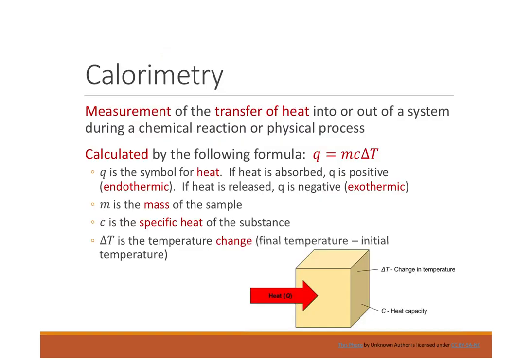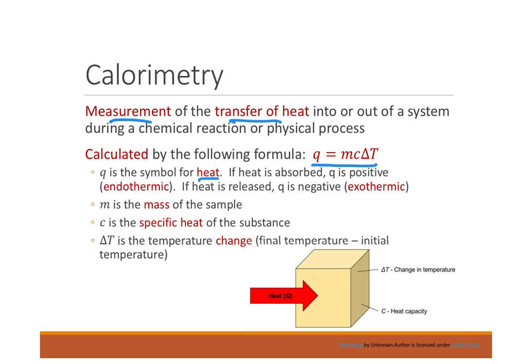So calorimetry is the way we measure the transfer of heat into or out of a system during a chemical reaction or during a physical process of heat moving from one solid substance to another. And we use the formula Q = mcΔT to calculate that heat transfer. Q itself is the symbol for heat.